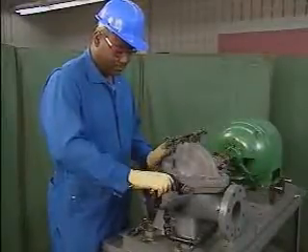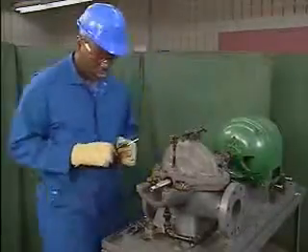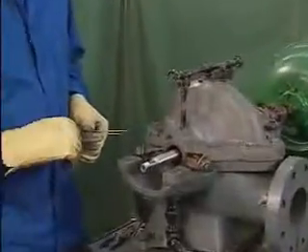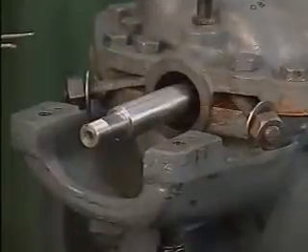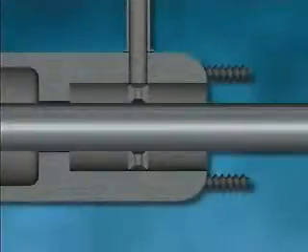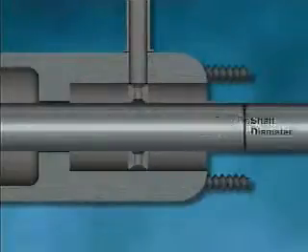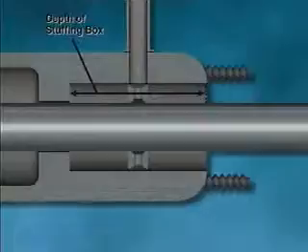Once the shaft and stuffing box are clean, the mechanic's next step is to determine the size of the packing required for this pump and the number of packing rings that should be installed in the stuffing box. To do this, he'll need several measurements. 3 of these measurements are the inside diameter or bore of the stuffing box, the diameter of the shaft, and the depth of the stuffing box, top to bottom.